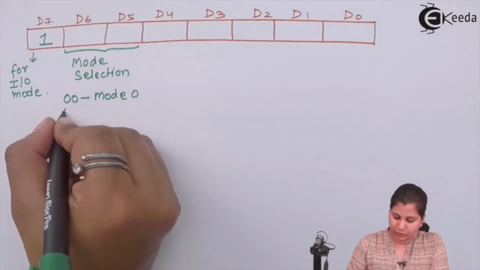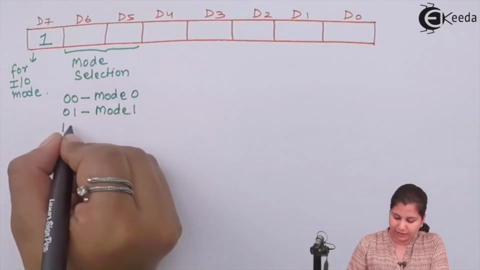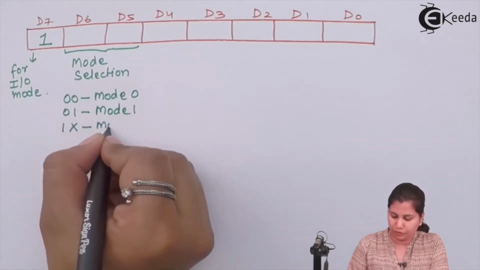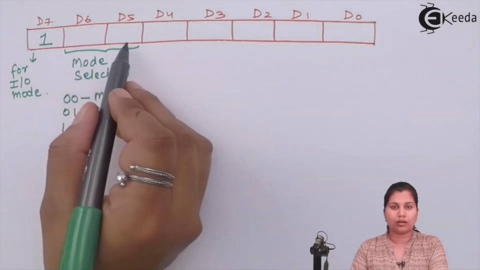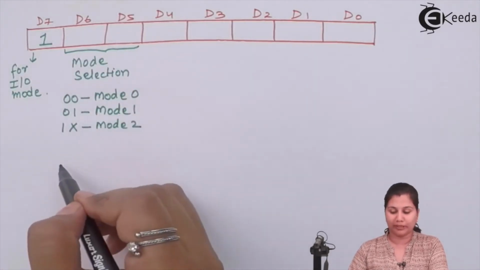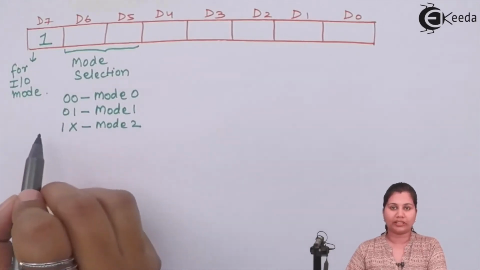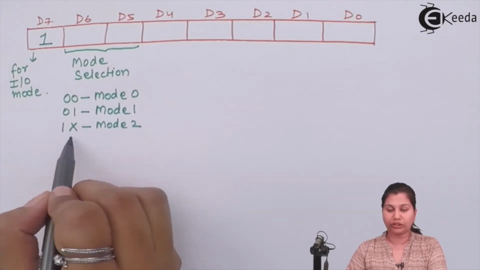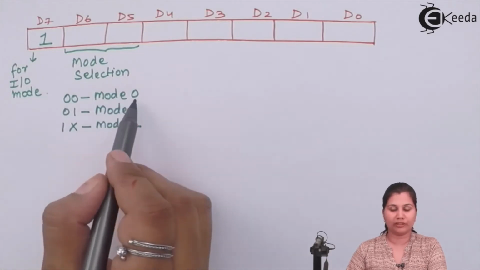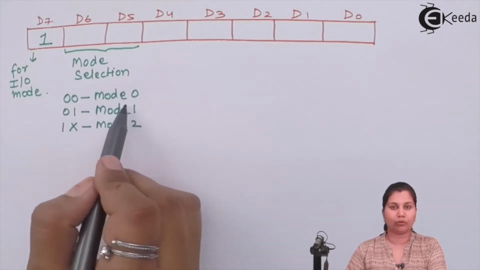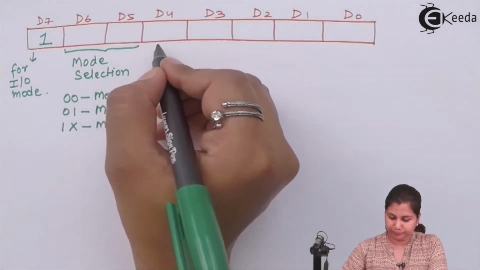If it is 0, 1, then mode 1 will work. And if it is 1 and X, then mode 2 will work. Because there are 2 bits, we can have 4 combinations, including 1, 0 and 1, 1. So whether it is 1, 0 or 1, 1, in both cases mode 2 will work. If it is 0, 0, then mode 0 will work, and if it is 0, 1, then mode 1 will work. Then we have the D4 bit.